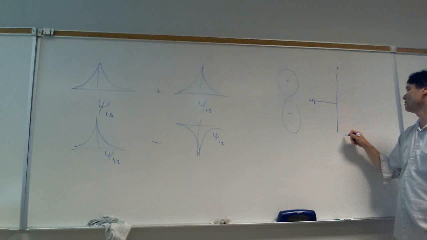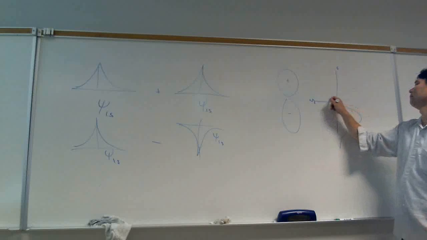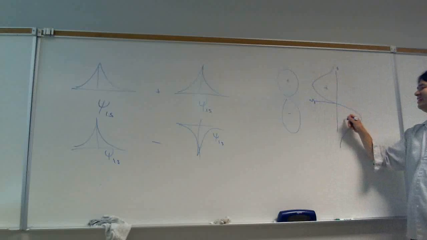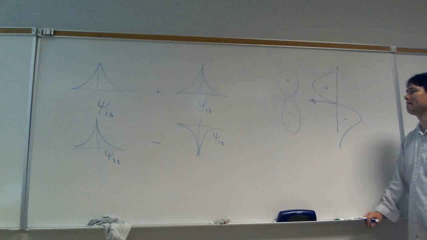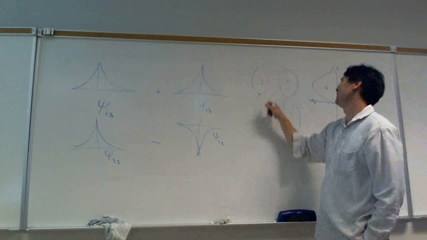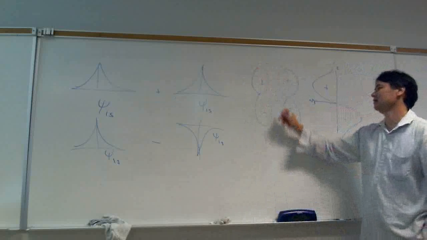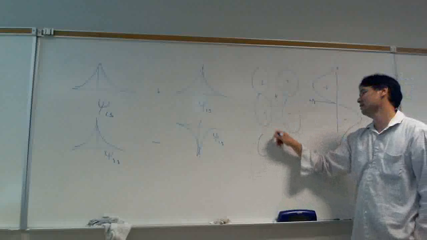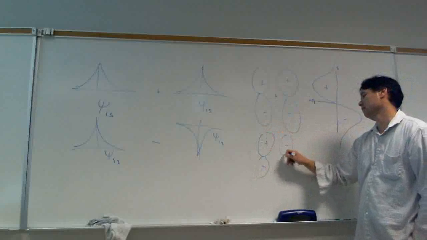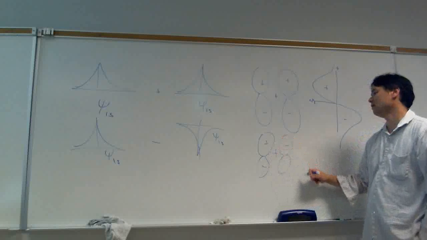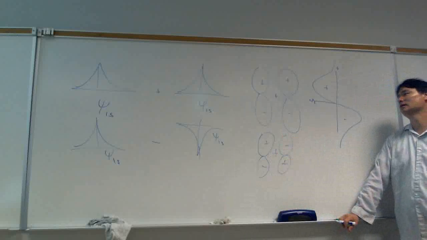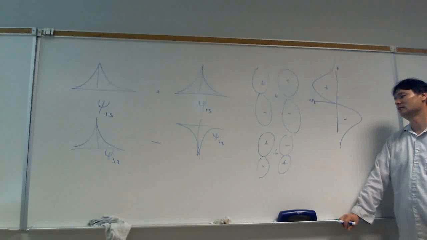And so what does the wave function look like? This is positive amplitude. This is negative amplitude. And so if we do this, the orbitals are in phase. If we do this, the orbitals are out of phase. So that's all it is. Are they in phase or out of phase?